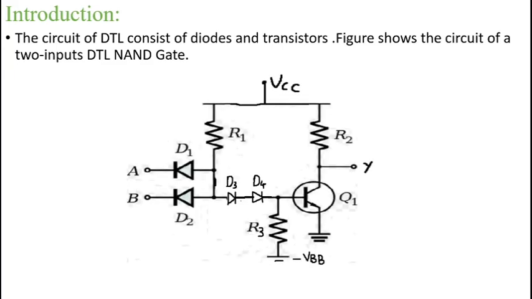For example, if we want to design a 4-input DTL NAND gate, two other diodes are connected in parallel to the two diodes D1 and D2. So with that, we get the 4-input DTL NAND gate. Now we are discussing the working operation of the two-input DTL NAND gate.